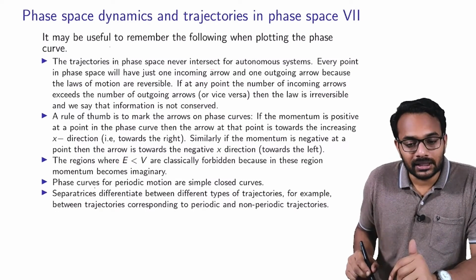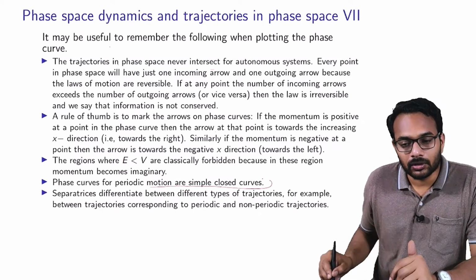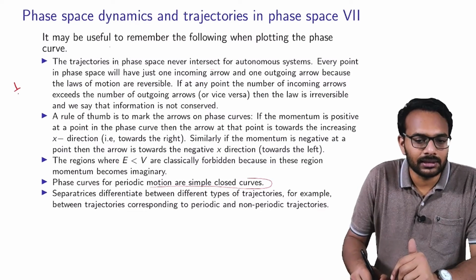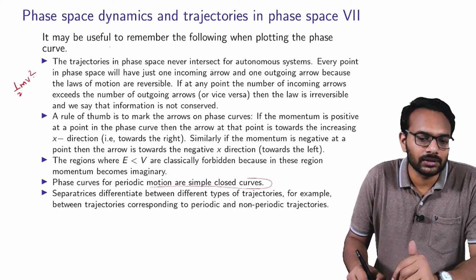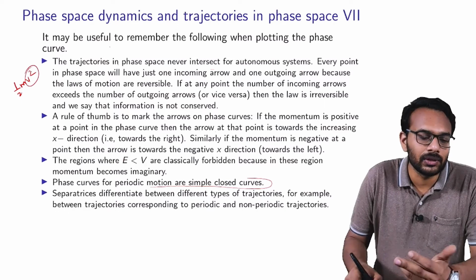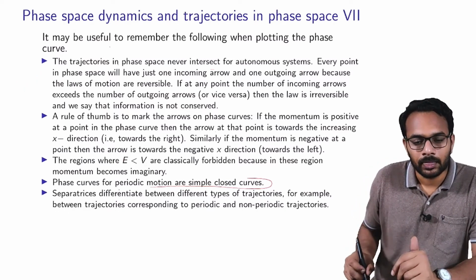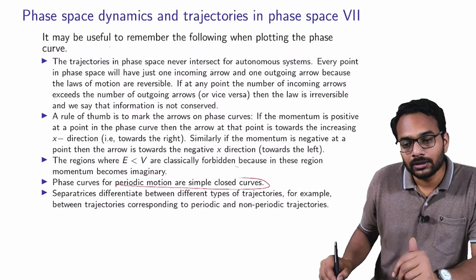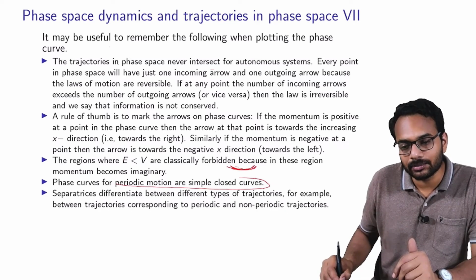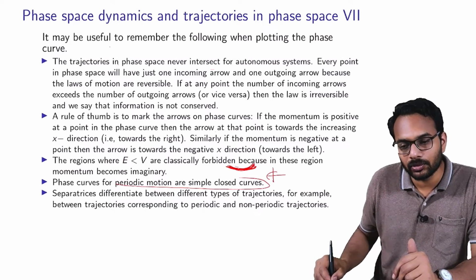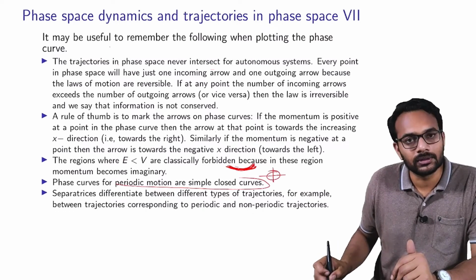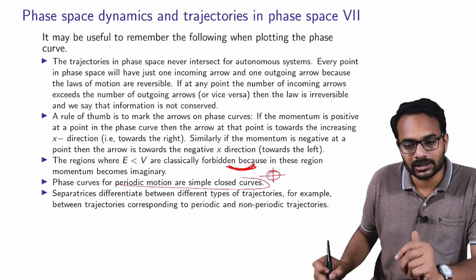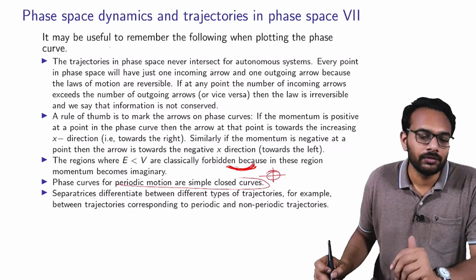Now phase curves for periodic motion are simple closed curves, because half mv square, if this is negative, that means velocity is imaginary. That's what we mean. Periodic motion in real space corresponds to open curves, it's not closed curves, but in phase space, periodic motion corresponds to closed curves.